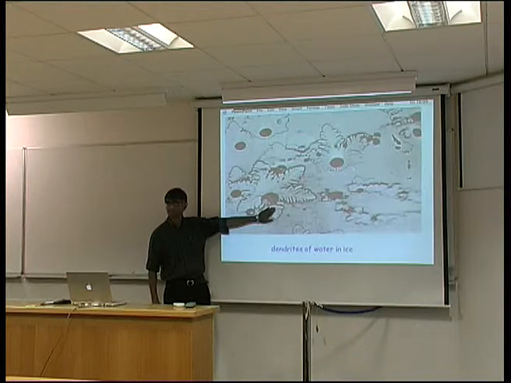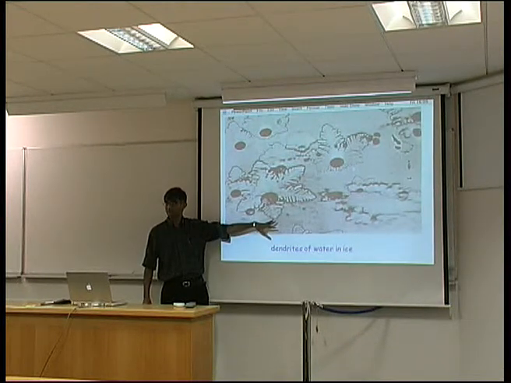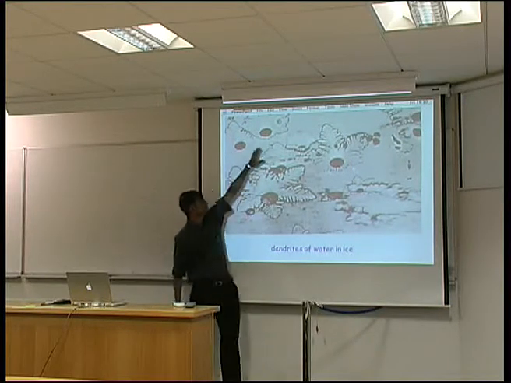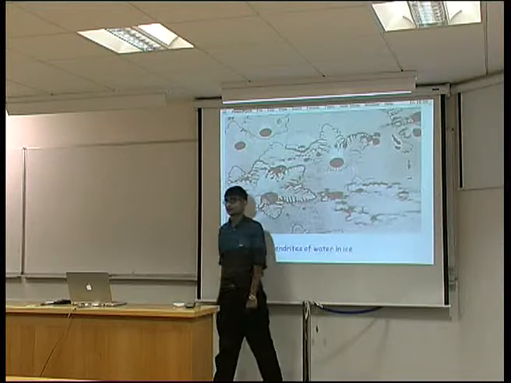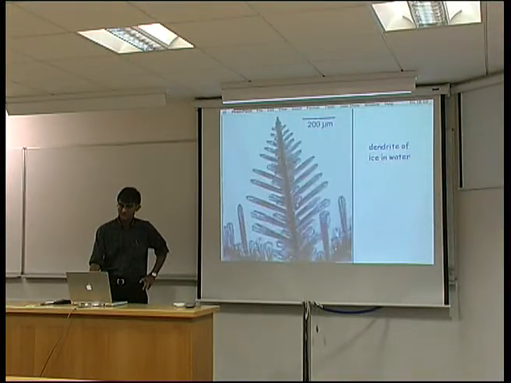This is actually water. And it's the water-ice interface which is unstable. And notice that every one of these has a hole in it. Why is that? Why does every dendrite of water have a hole, whereas there are no holes in the dendrites of ice?